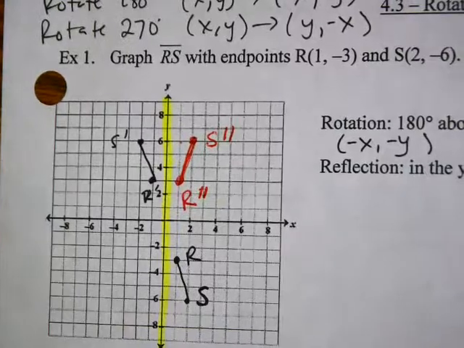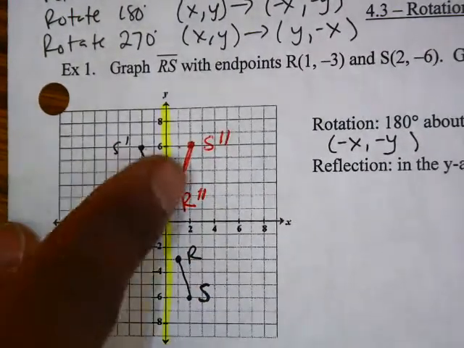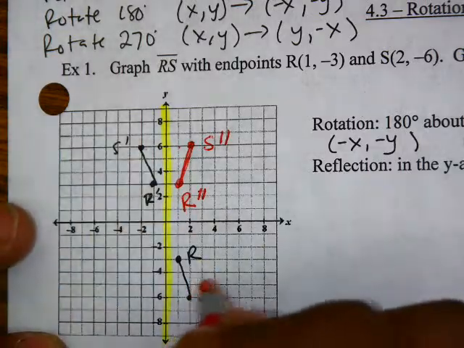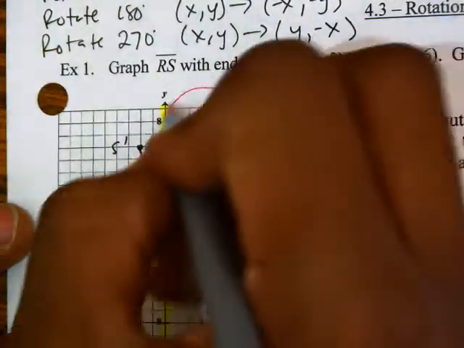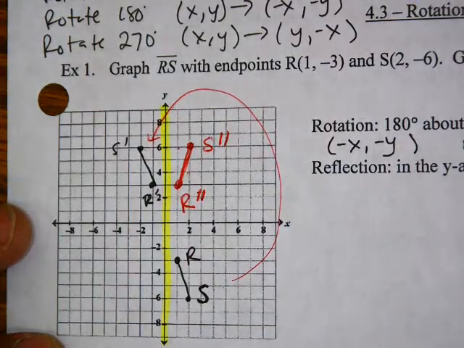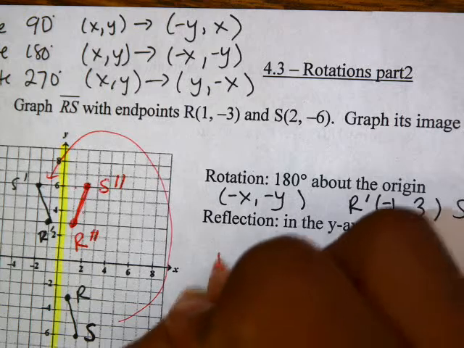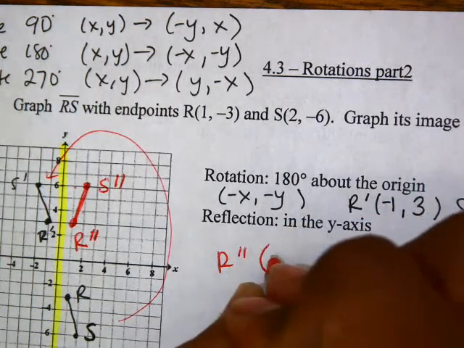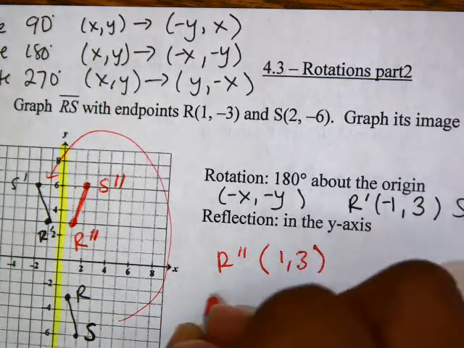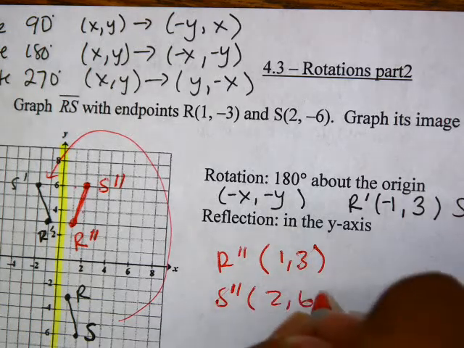So the final result, we rotated RS 180 degrees, so we turned it this way, counterclockwise. Turned it here, and then we flipped it over the y-axis. So your final result, R double prime is at 1, 3, and S double prime is at 2, 6.